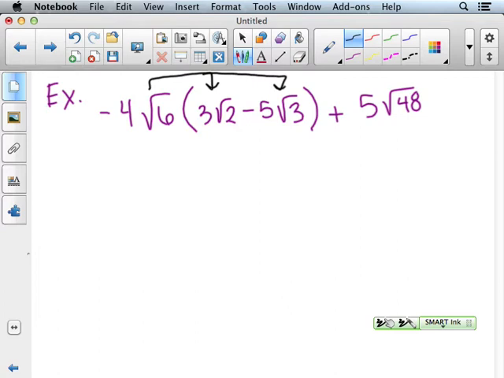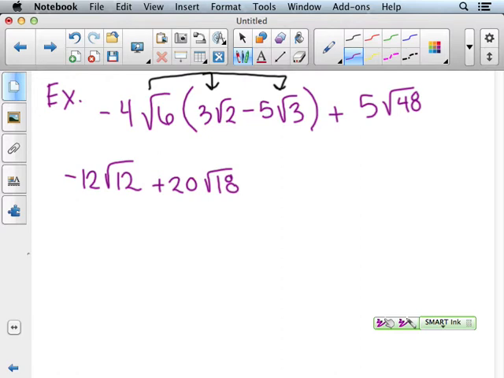Negative 4 square root 6 by 3 square root 2. Negative 12 square root 12. Good. Multiply the outside numbers and the inside numbers. They have the same index, so we can multiply them together. So you guys said negative 12 square root 12. Now same for the second term. Positive 20 square root 18. Good. Positive 20 square root 18.